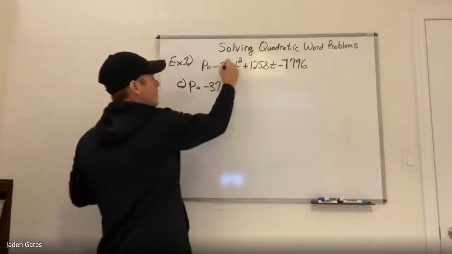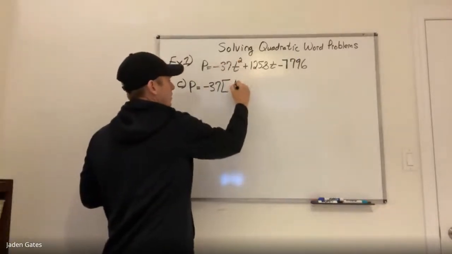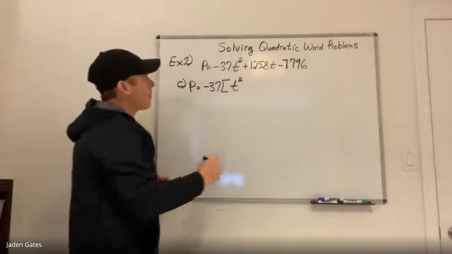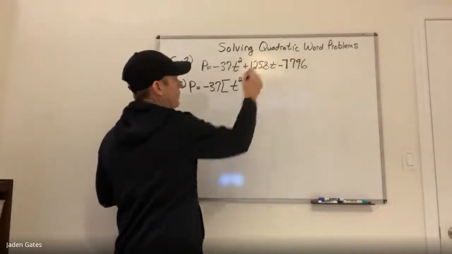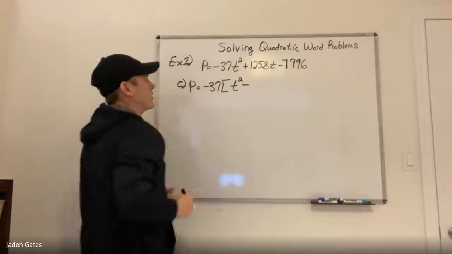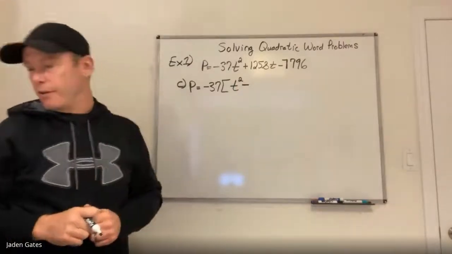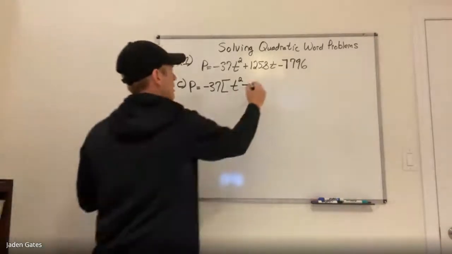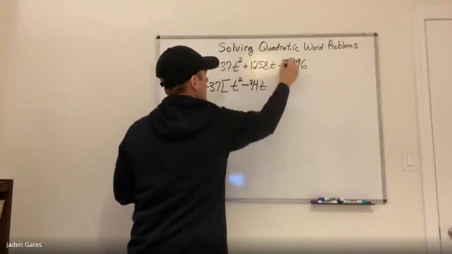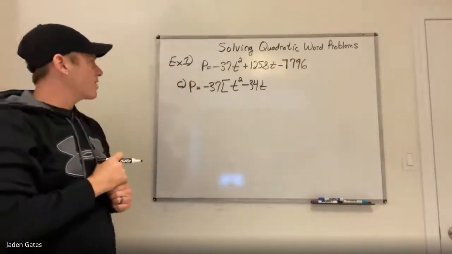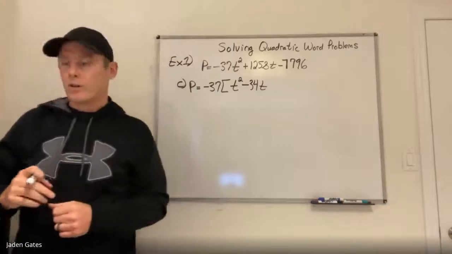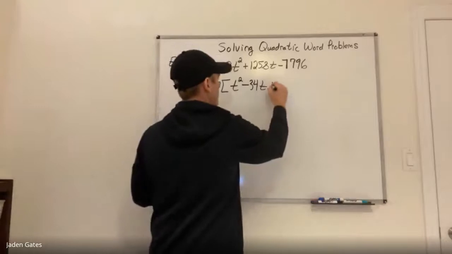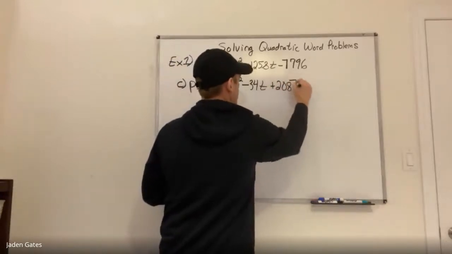All right, so negative 37t squared divided by negative 37, well, that's just going to be t squared. All right, now I take positive 1,258 divided by negative 37. Let's see, it's going to be a positive divided by negative. It's going to give me a negative. And I get, let's see here, minus 34t. I take minus 7,796 and divide it by negative 37. Grab my calculator here and I get plus 208. Not even a decimal, that's all right.